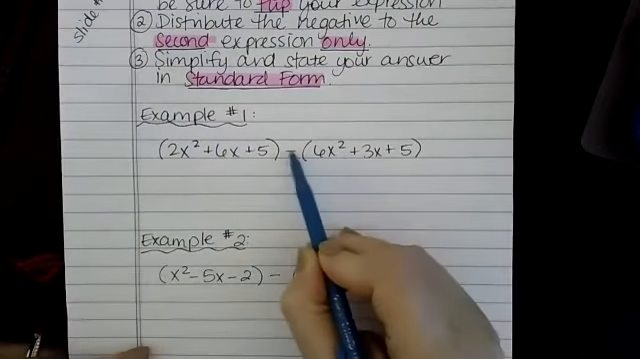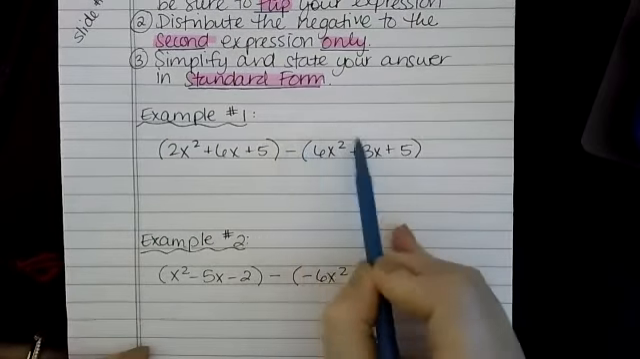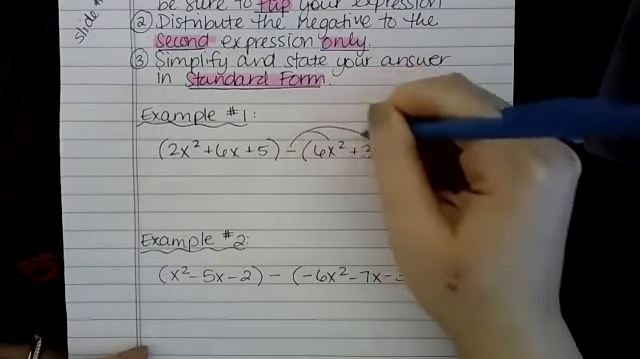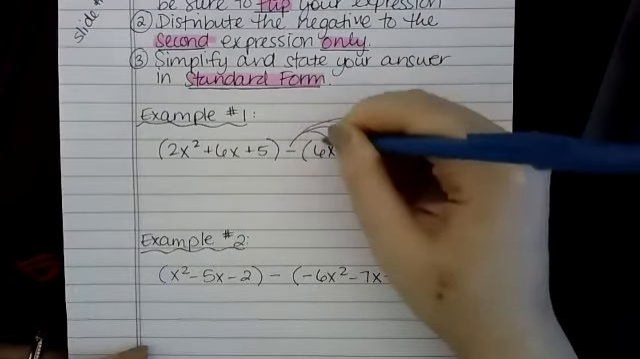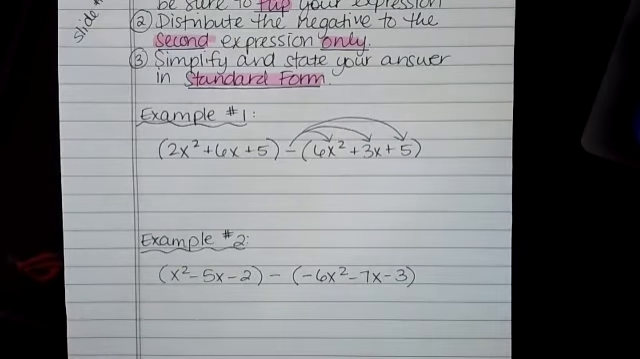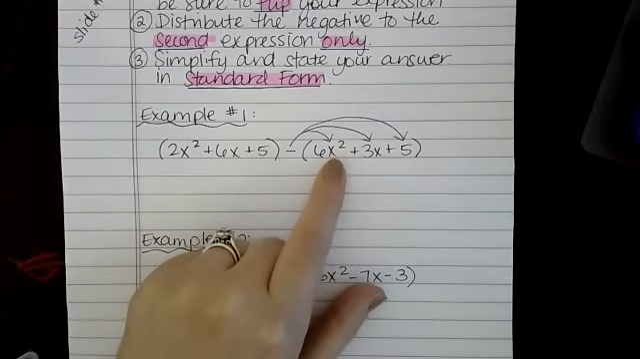Now, the second step says to distribute the negative to the second expression only, okay? When you have a minus sign in front of parentheses, that means you have to distribute this negative to everything inside. Technically speaking, this negative is going to go to every single term, okay? The easiest way to think about distributing a negative is just changing all the signs to the opposite. So I always focus on the second one first, okay?